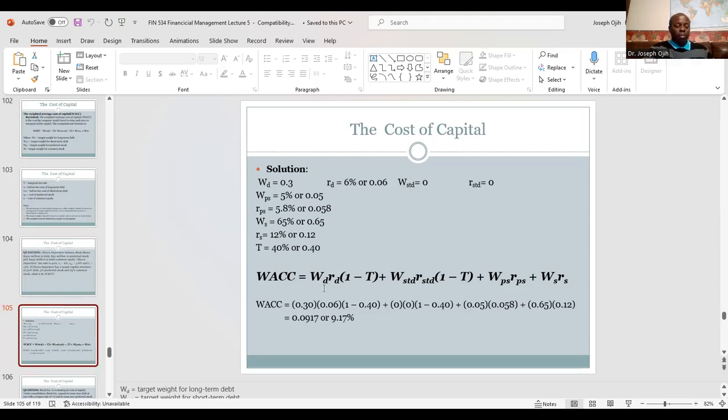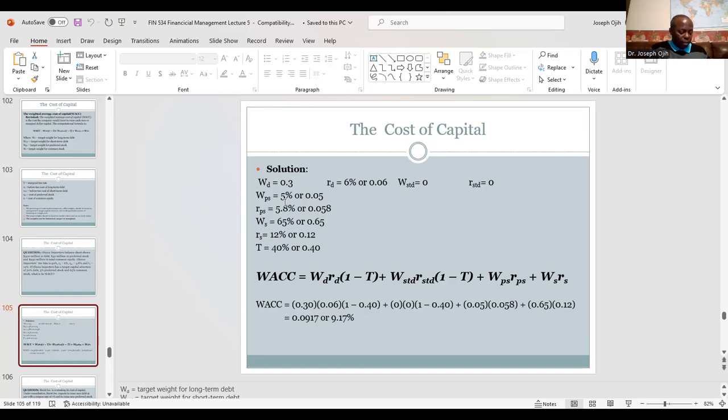So I'm going to show you, put them in. Let me write them down, and then I will put them in. I'll start with the WD. Okay, so I can just go back and forth. WD is 30%. That's 0.3 in decimal form. And RD is 6%. Wstd, for short-term debt, there's no short-term debt, so it's going to be 0. And rstd is 0 as well. We have weight of preferred stock is 5%.